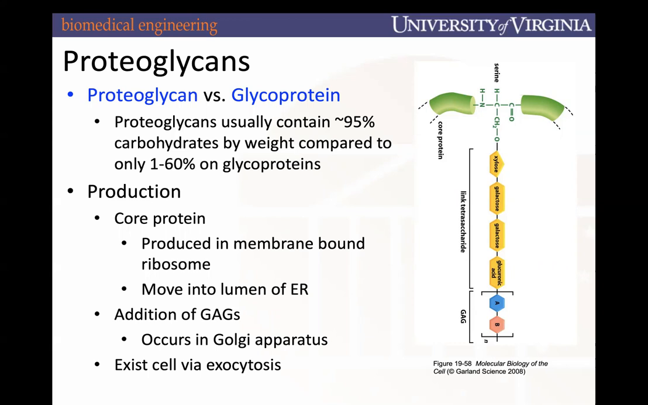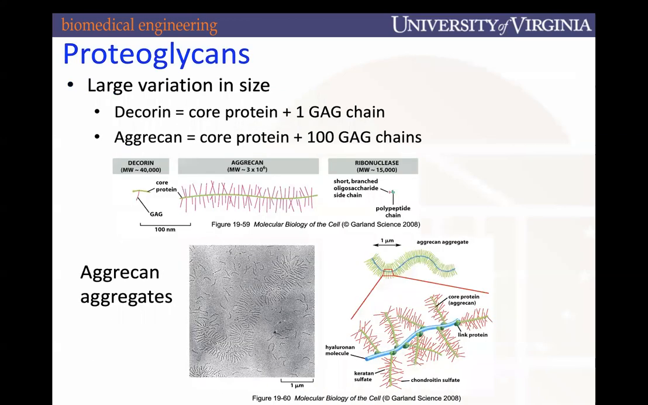Proteoglycans typically have a core protein, and that typically has GAGs that are added on. One thing to note is that the addition of sugar molecules to a protein, we call that glycosylation. That's the process of adding sugars to a protein. And that typically occurs within the Golgi apparatus, and it exits the cell via exocytosis. Typically, proteoglycans, depending on the degree of glycosylation, the degree of how many sugars or how many GAGs are added, helps them vary in size.